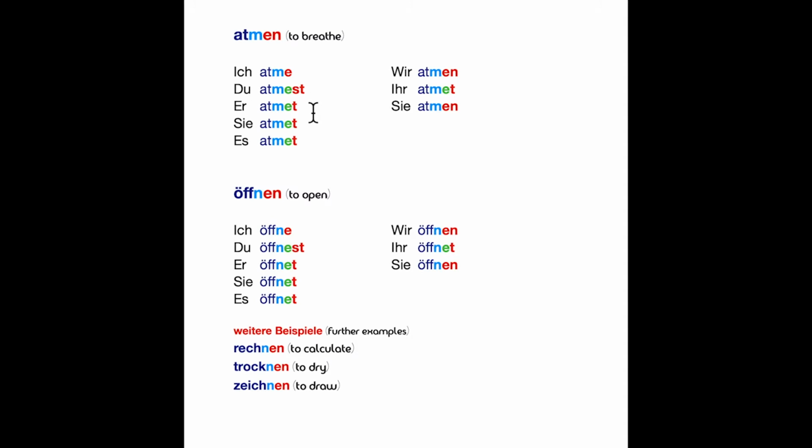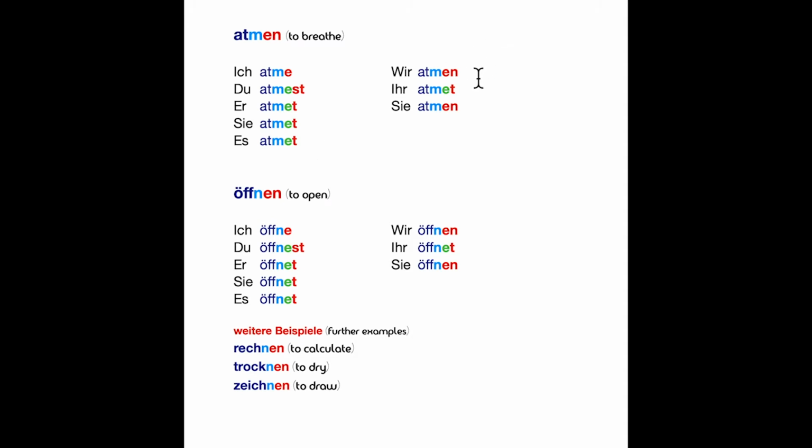Then for the third person singular, we need the helper E. We have our word stem, and we let our verb end in the T. We've already learned that, but we need the E in between. Again, strictly for pronunciation reasons. Er atmet, sie atmet, es atmet.